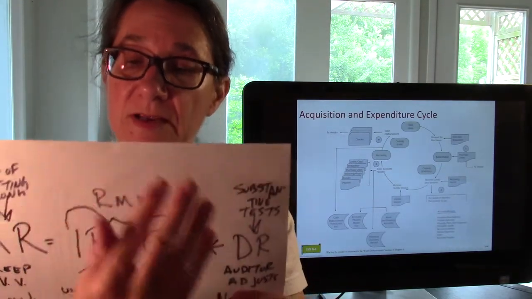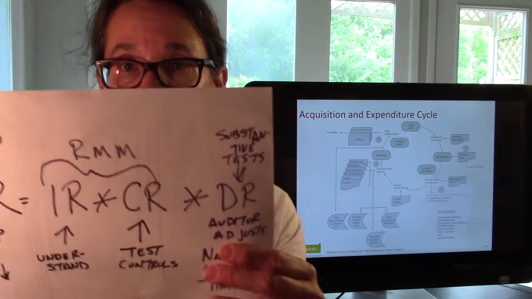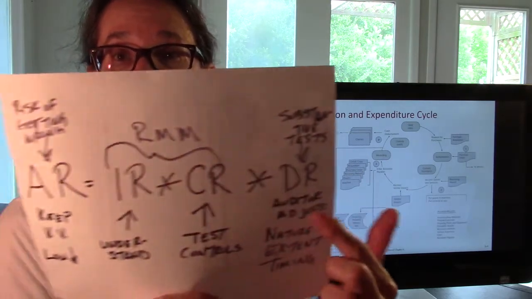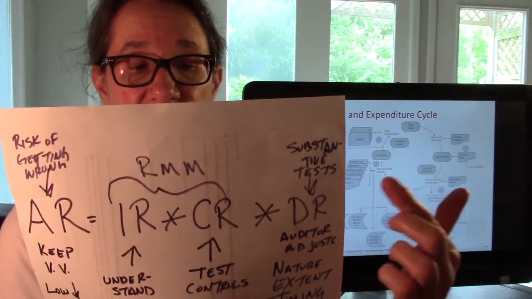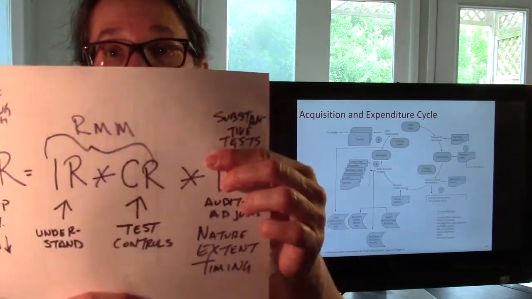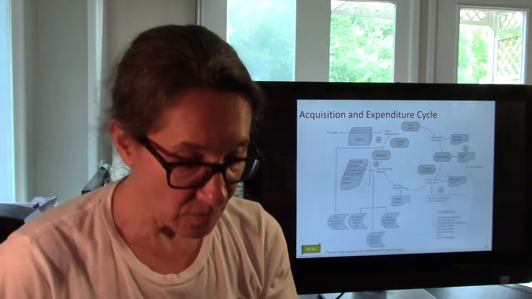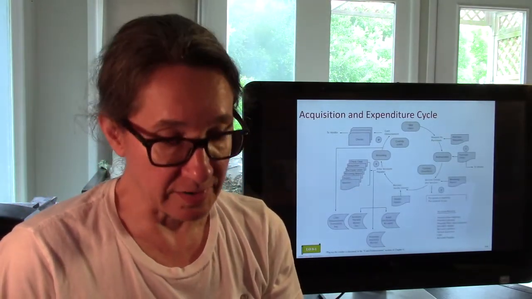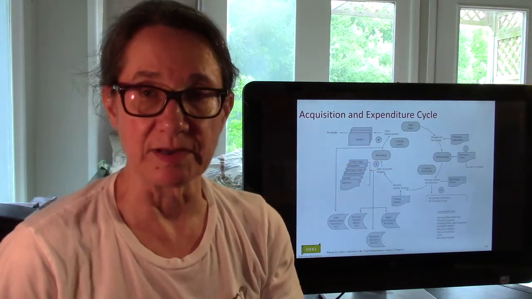So we can't really do anything about inherent risk or control risk, right? But we can do something about detection risk, right? We can change the nature, extent, and timing of our audit tests. And that is how we keep audit risk very, very low.